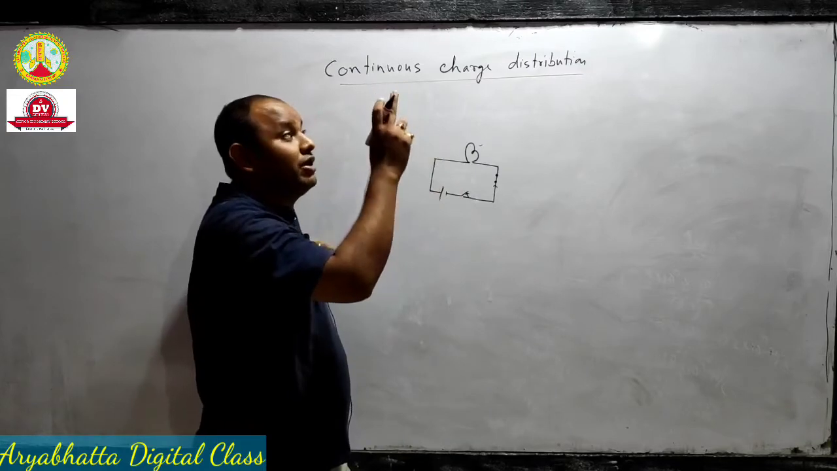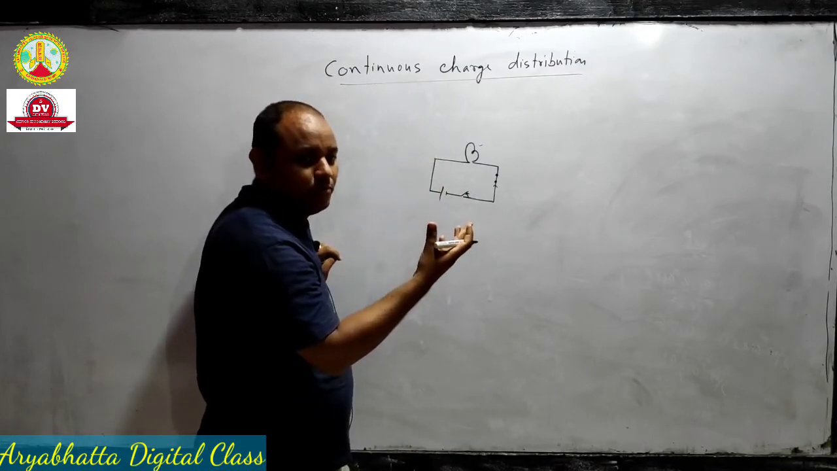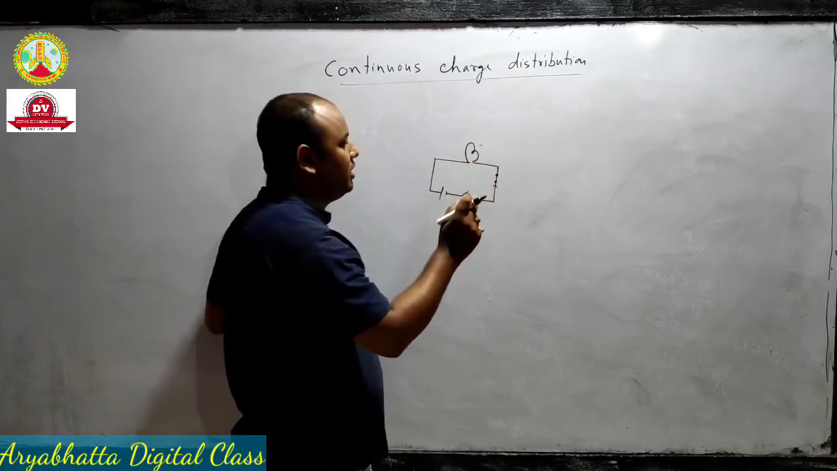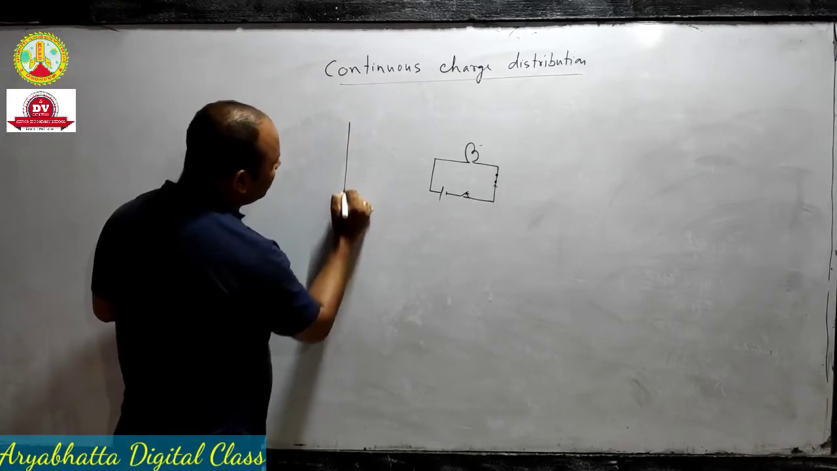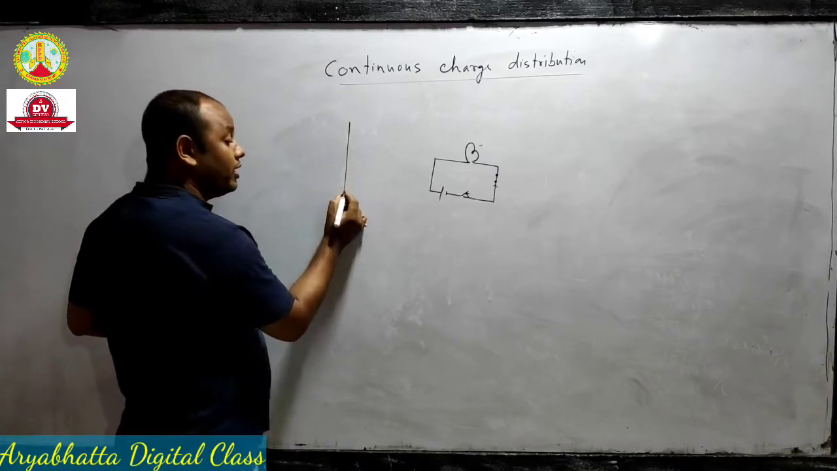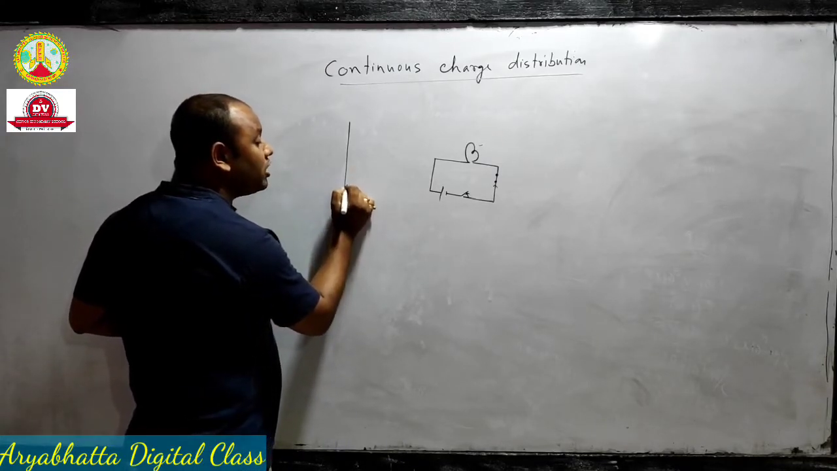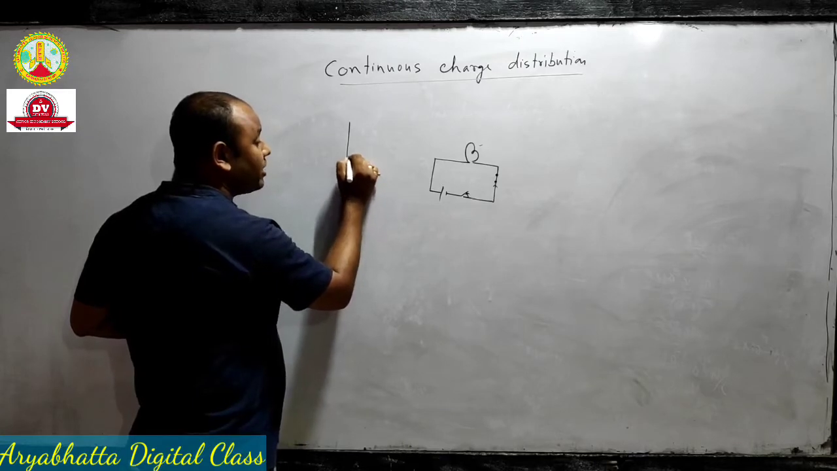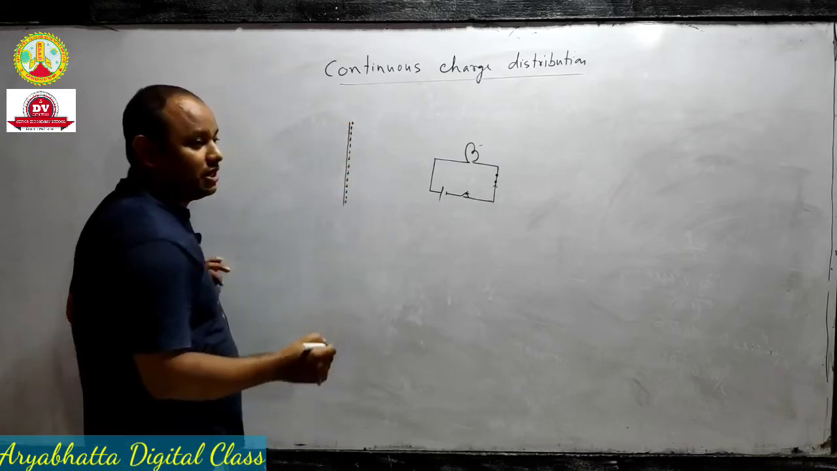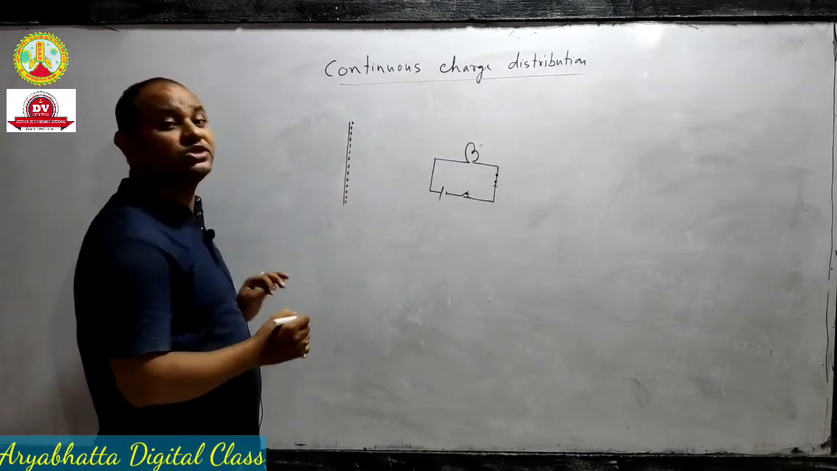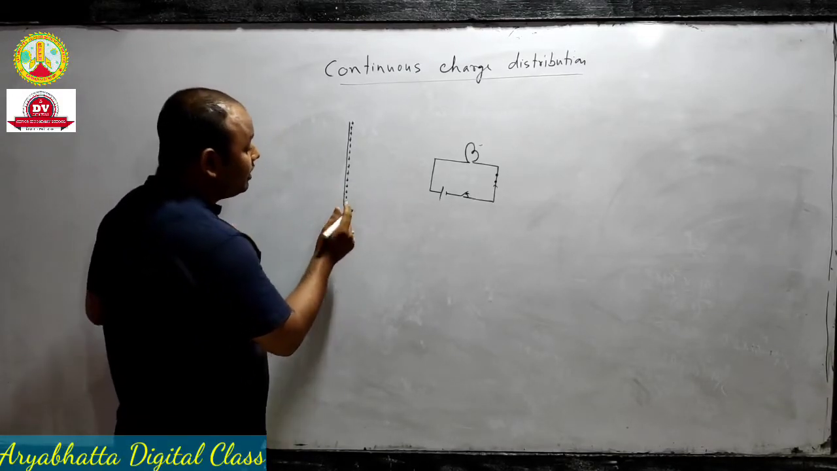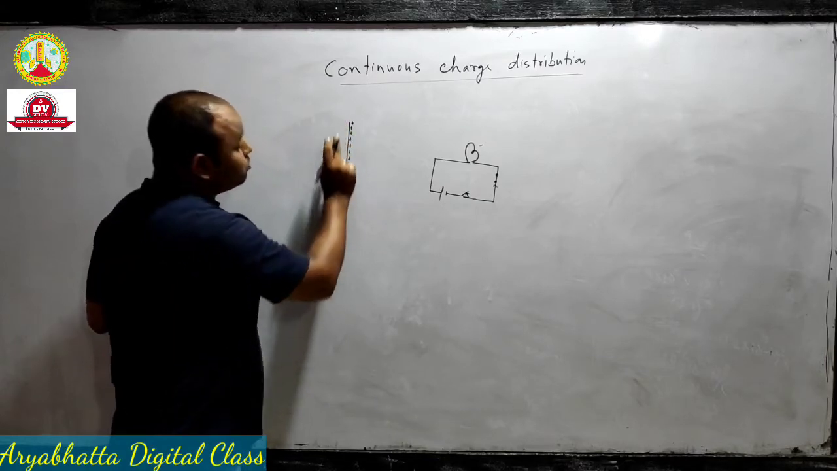You can see this bulb is glowing continuously because the charges through the conducting wire are flowing continuously. This is our conducting wire. Through this conducting wire the charges are flowing continuously. So here there is no concept of a point charge, like this point charge or that point charge. Instead, this straight line itself can be called a charge.